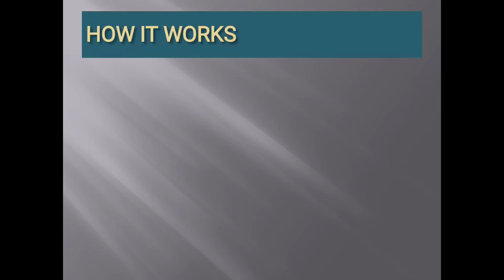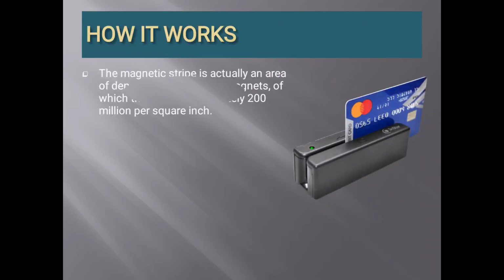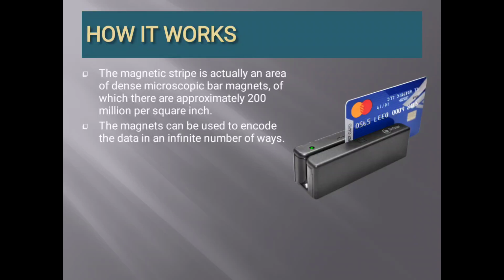Further is how it works. The magnetic stripe is actually an area of dense microscopic bar magnets, of which there are approximately 200 million per square inch. This means that the strip on the card is made up of 200 million tiny magnets. These magnets can be used to encode the data in an infinite number of ways.